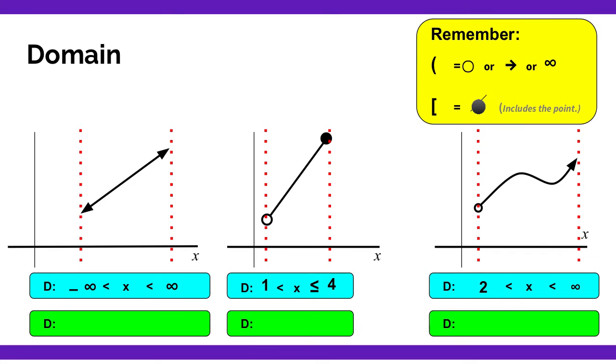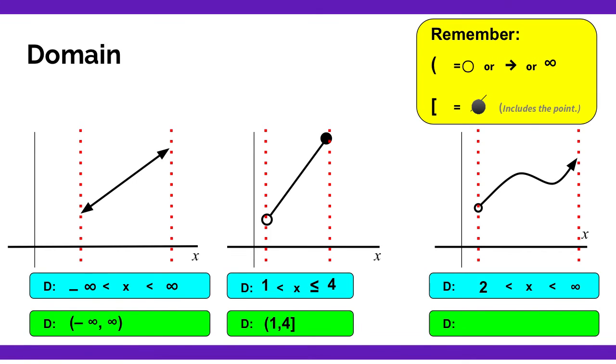So these are the same 3 examples that we did before. This time, instead of using the inequality notation, we're going to try to do interval notation. So all you have to do for this first one is go from negative infinity to positive infinity. Since they're both infinities, you're going to use parentheses for that.